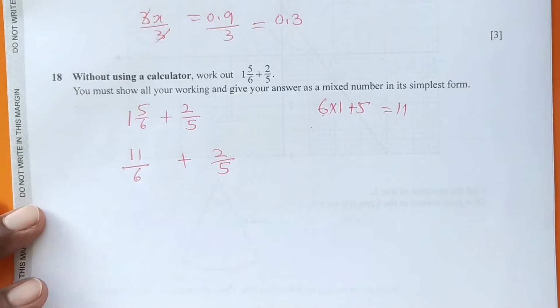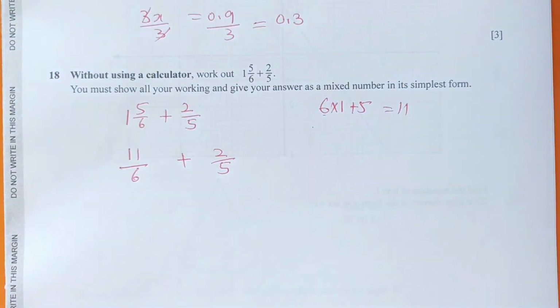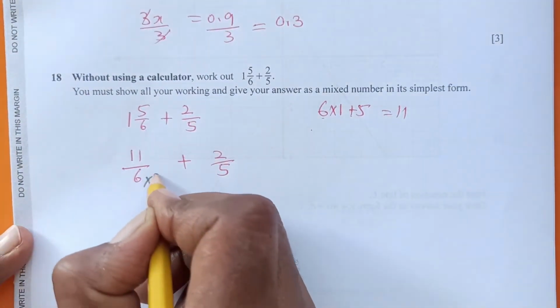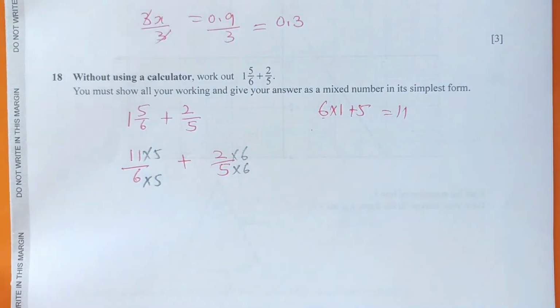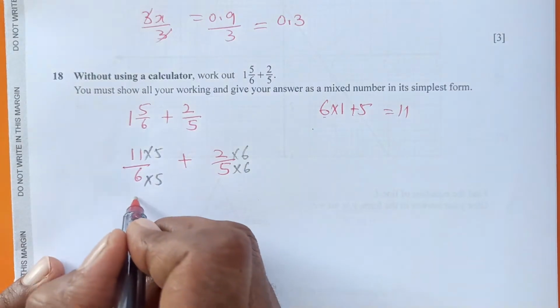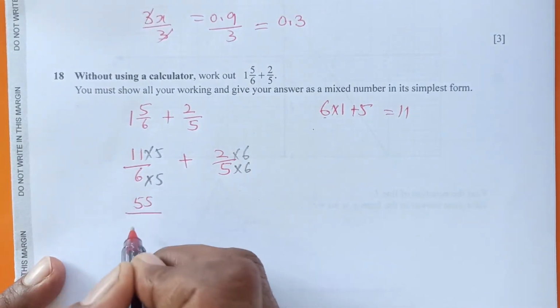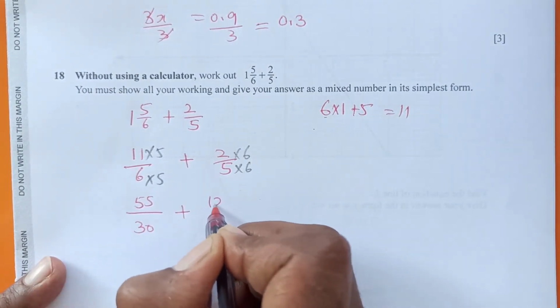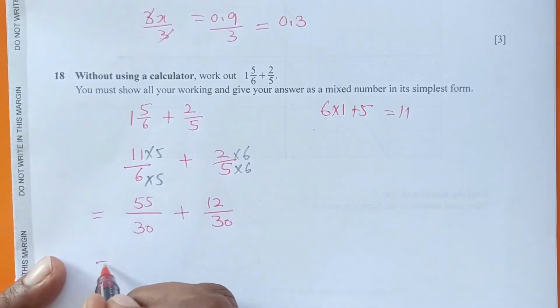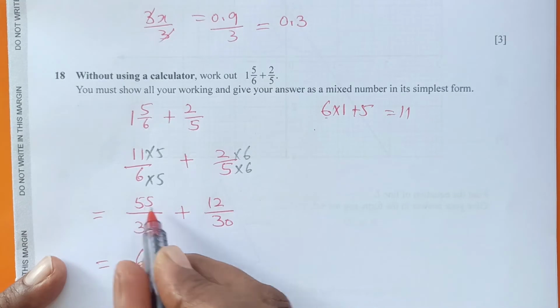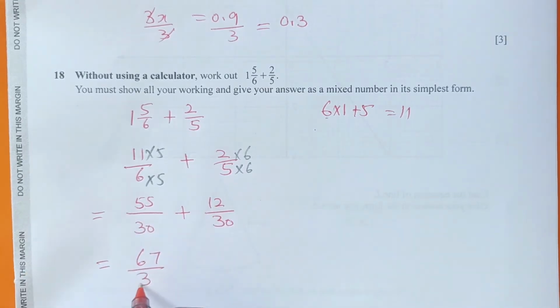So now we want to add these. To make the denominator the same, we can multiply here by 5 and here by 6. So this is going to be 55 over 30 plus 12 over 30. So now we can just add them. 55 plus 12 is 67 over 30.